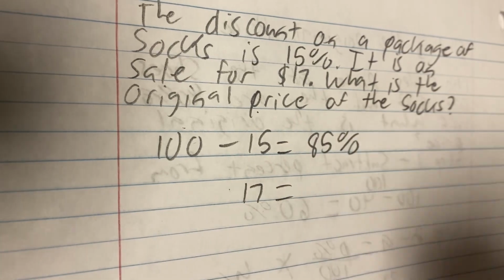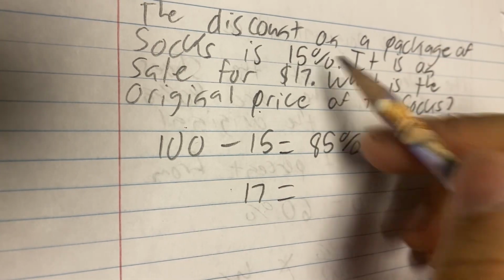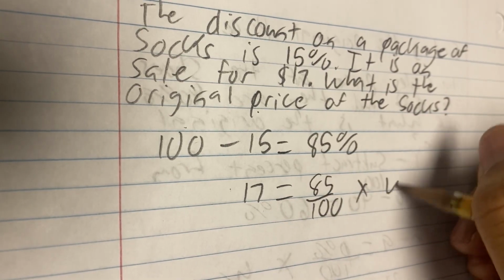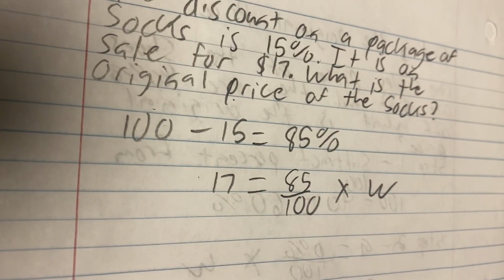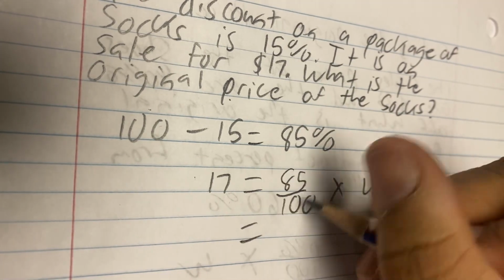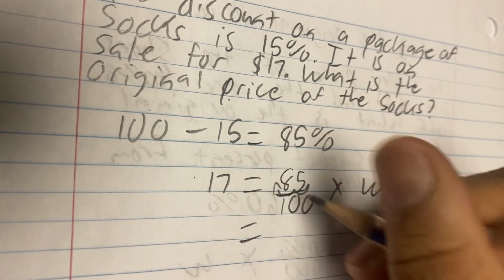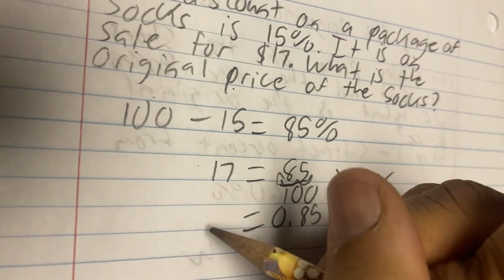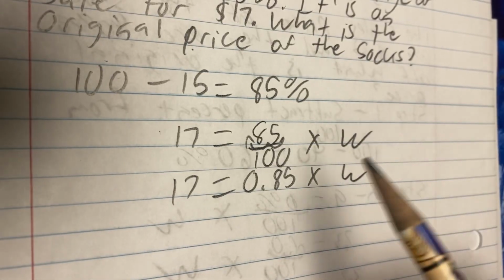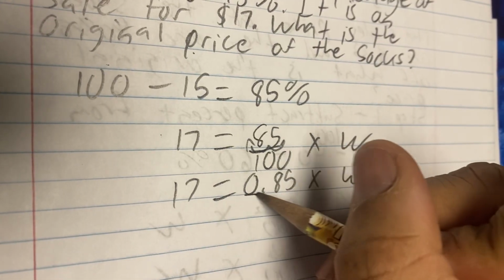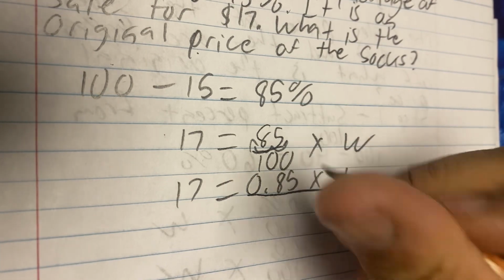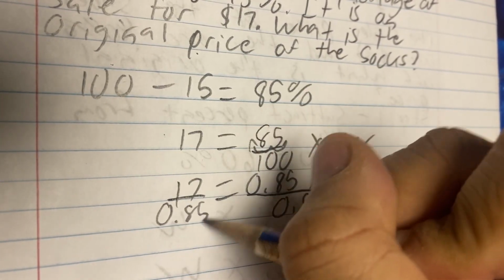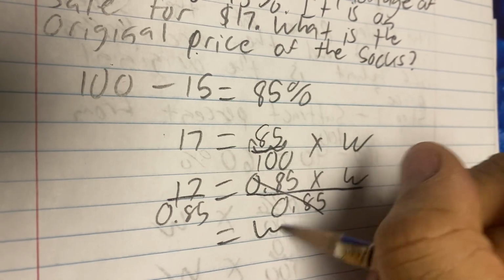So it's going to be 17 equals the percent over 100. Remember not to use this percent, use the new percent. It's going to be 85 over 100 times W because we're looking for the whole. So 85 divided by 100, we're just going to move the decimal point 2 places to the left. So it's going to be 0.85 times W, and then we're going to bring down 17. So we're going to divide both sides by 0.85 to get W by itself. These cancel each other out, and it's just going to be W.